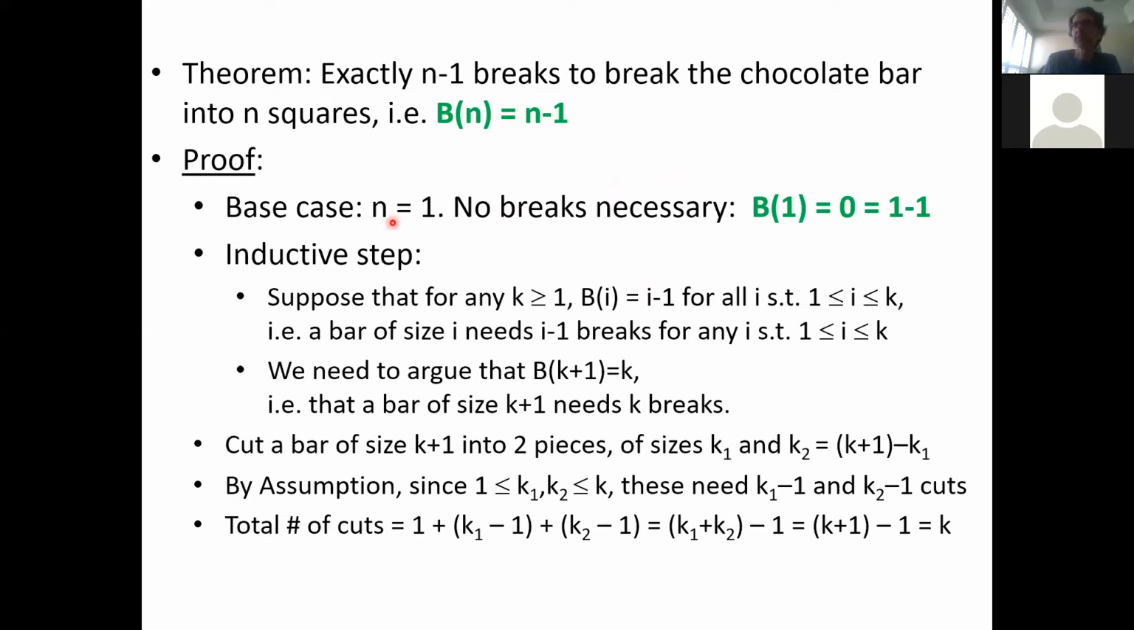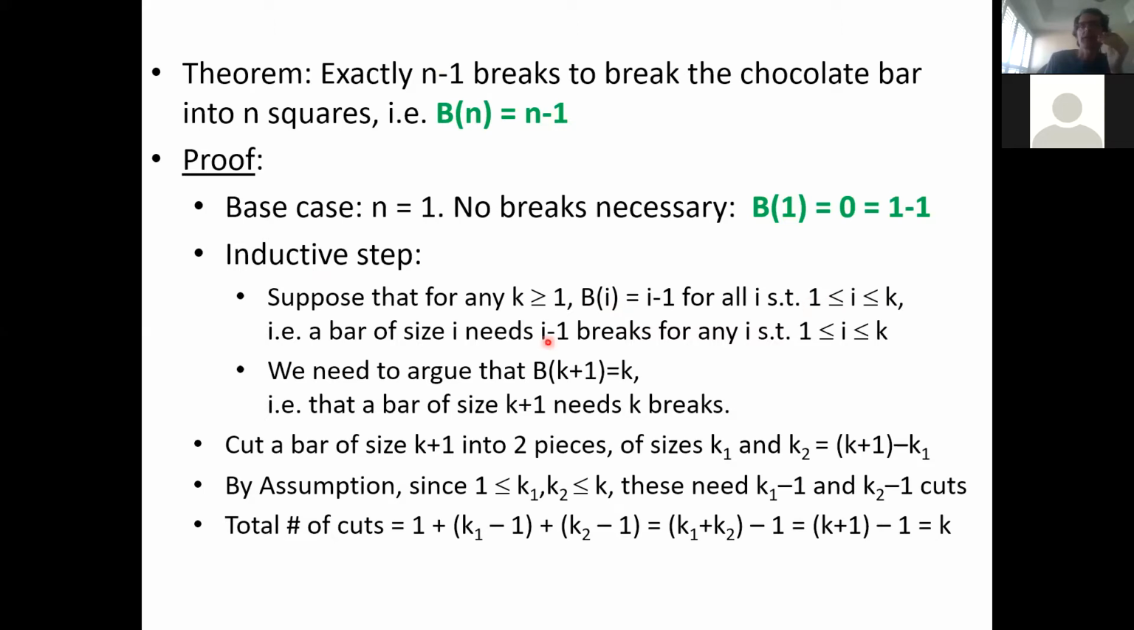So let's do the base case, n equal 1, no cuts necessary. In other words, the theorem is true about n equal 1, right? I did it with 0 cuts. And here is the inductive step. Now suppose that from k on, for an i element chocolate bar, where i is anything between 1 and k, to divide it, you need exactly i-1 cuts. Suppose this predicate was true.